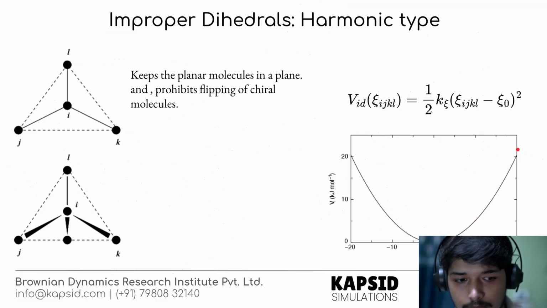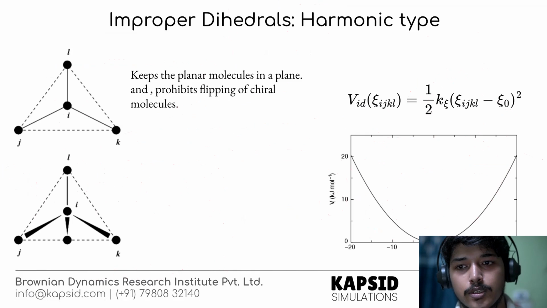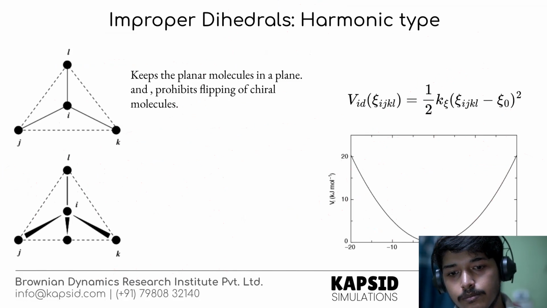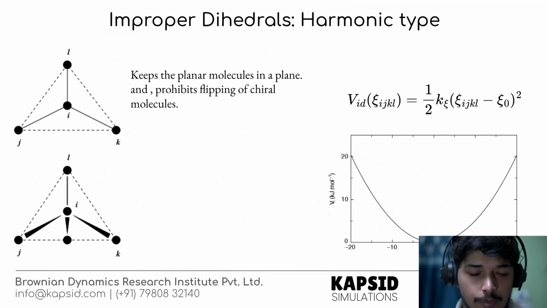So I think we are done with dihedrals. We will now move towards non-bonded interactions, Coulombic interactions, and Lennard-Jones interactions. So these are the two topics we will cover, and then we will move to other topics. Thank you.